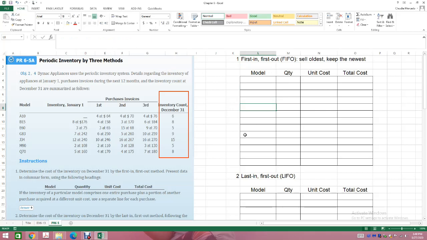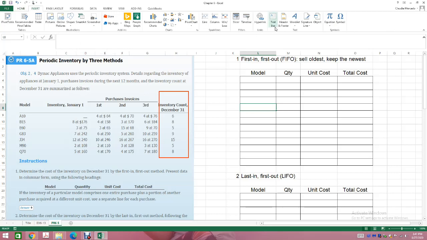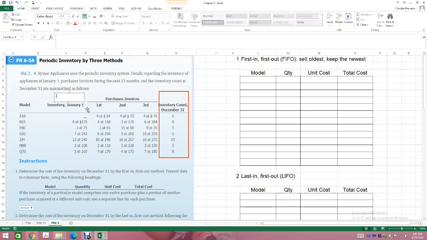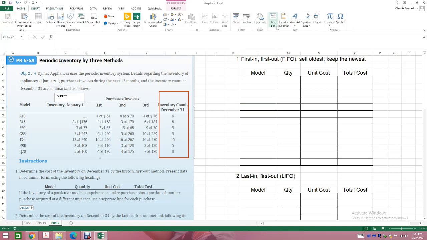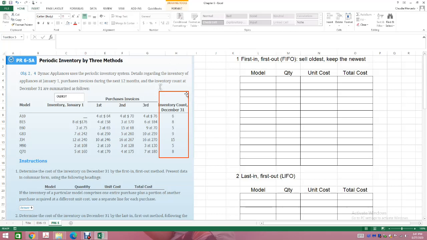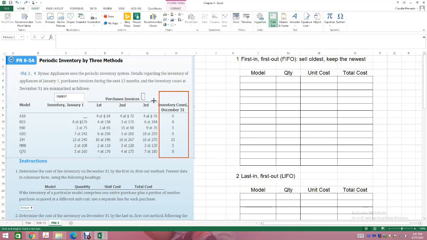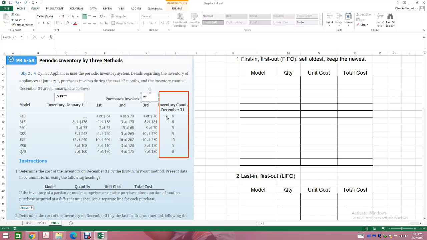So which one is my newest? The beginning inventory is the oldest. Your third purchase is the newest. Let me insert a text box. So this is going to be your oldest. And then I insert a text box, and this third transaction is my newest. So your beginning inventory is your oldest, your third purchase is your newest. We want to know which ones I'm keeping. I'm keeping the newest. So we have 6 remaining.